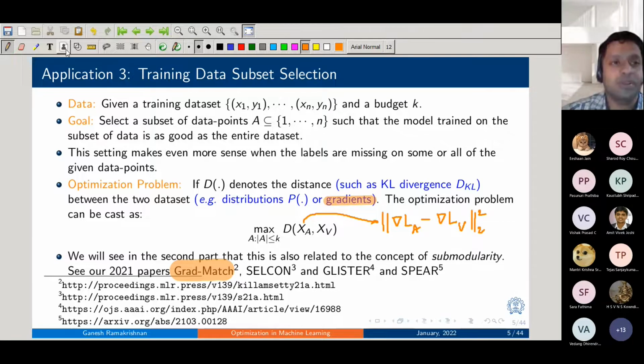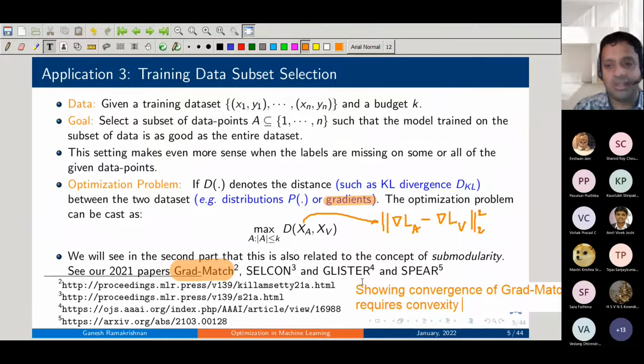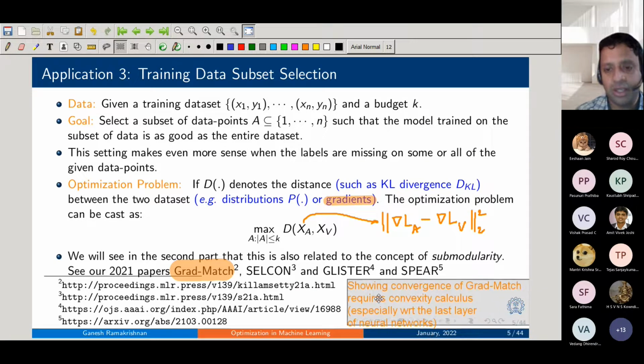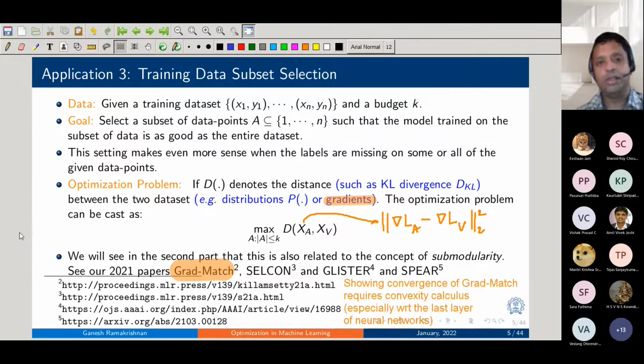Okay, so just to sum it up, showing convergence of, say, GradMatch certainly requires convexity calculus, especially since many of these are with respect to the last layer of neural networks. Okay, so this is just to give you a strong motivation for what's going to come next, which is a very quick brush up of convexity and a calculus of convex functions, calculus of gradients, calculus of subgradients. All of these are relevant.